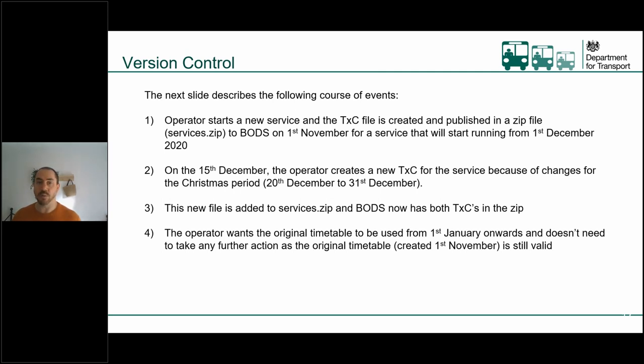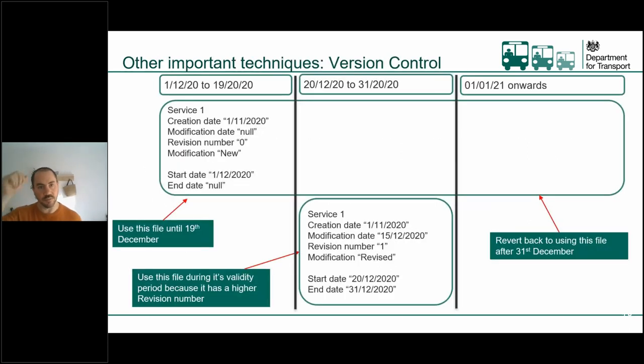So the operator will want from the 1st of January onwards for the original file to be valid. And it's for that Christmas period that the second file is valid. So let me show you that visualized here. So we've got two files.